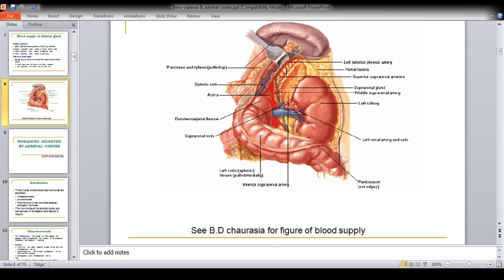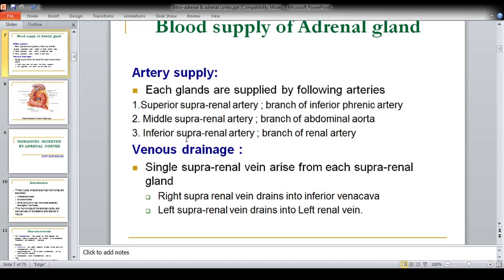And the venous drainage is the same. The smaller veins would combine together to form a single suprarenal vein on both sides. Right suprarenal vein drains into inferior vena cava, whereas left suprarenal vein drains into the left renal vein.